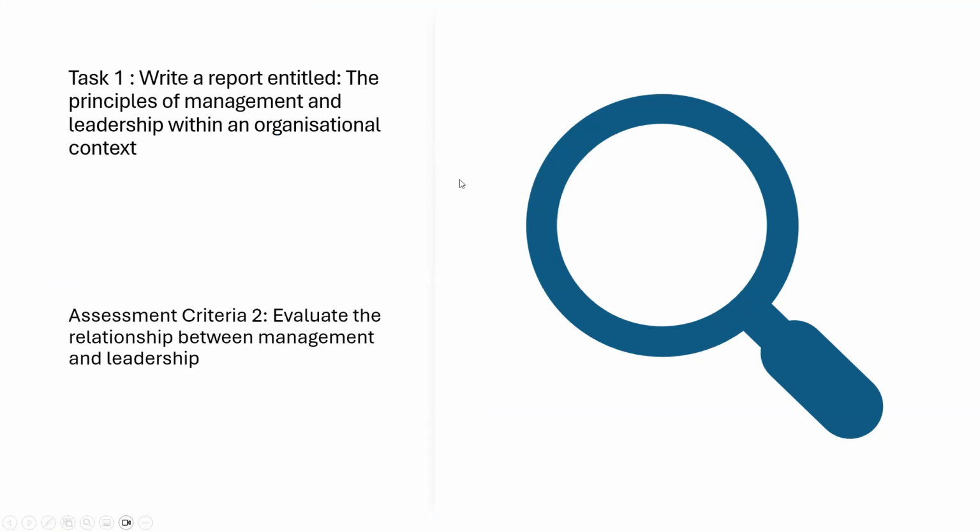So there we go. Assessment criteria 2.1 is: evaluate the relationship between management and leadership. A little bit more theory in this one, and I have a couple of suggestions for that, which I'll talk you through, and I'll give you a perspective on this question.